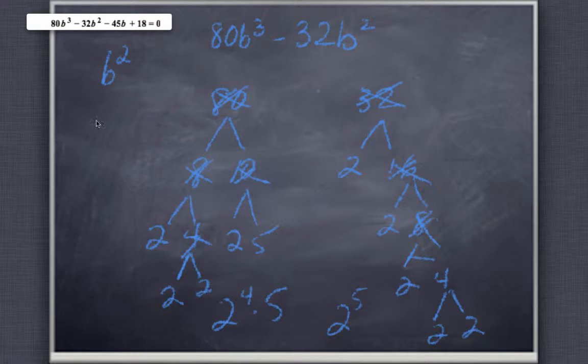So then over here on what I can factor out, I take the lowest power of 2, which is 2 to the 4. And I would take the lowest power of 5, but there's no 5 over here, so the lowest power is 0 5's. So the thing to factor out is 16b squared.